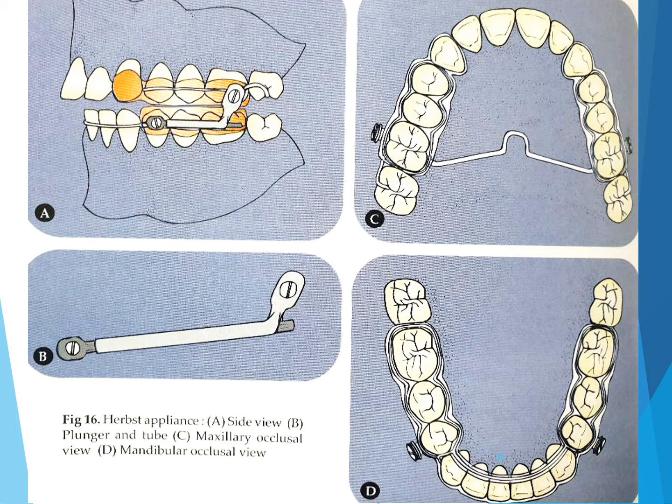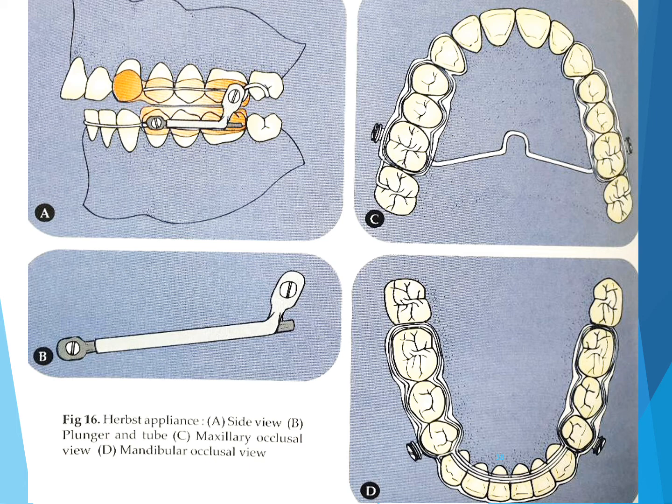This photo, which is labeled A, B, C, and D, shows the Herbst appliance in different views. Picture A shows the side view of the Herbst appliance. We can see that there is a plunger which is in the dark grey color and the tube in the light grey color. The plunger, which looks like a rod, will slide in and out of the tube. Picture B shows more detail about the plunger and the tube. The tube is in the light grey and the plunger in the dark grey.